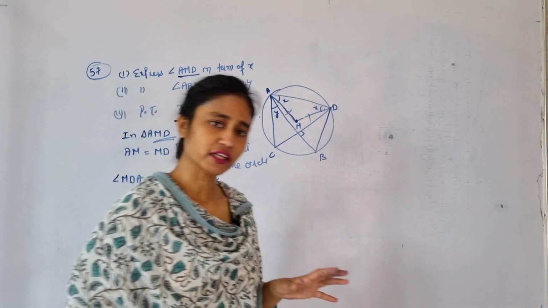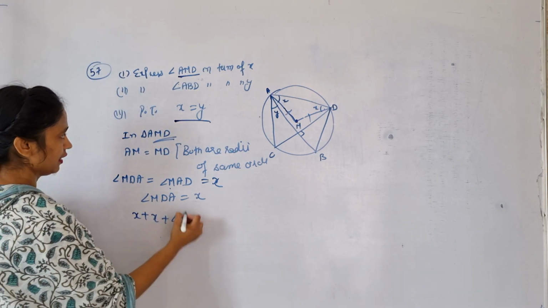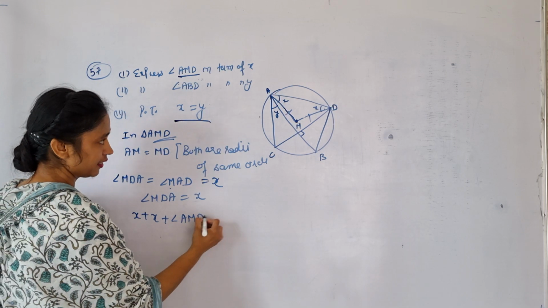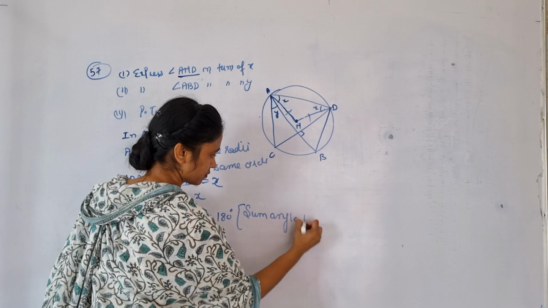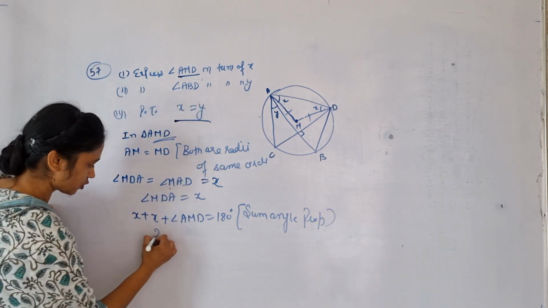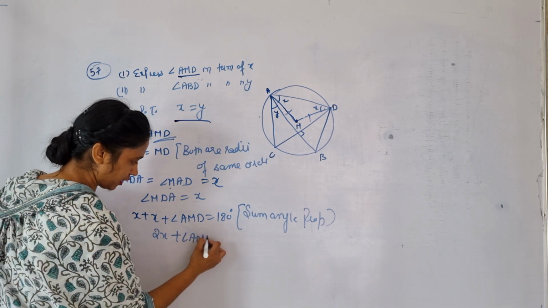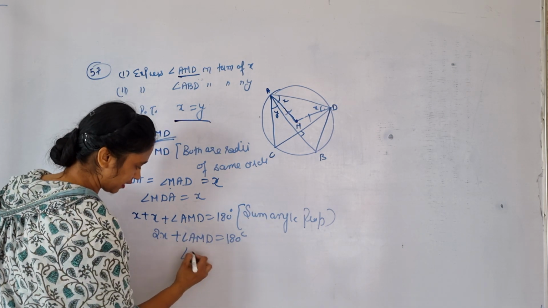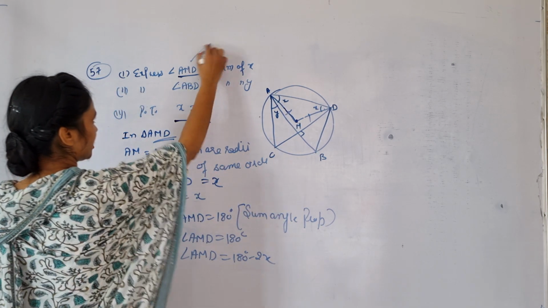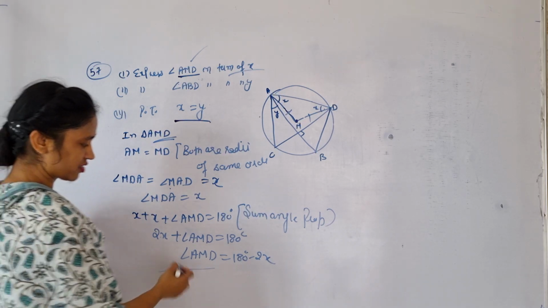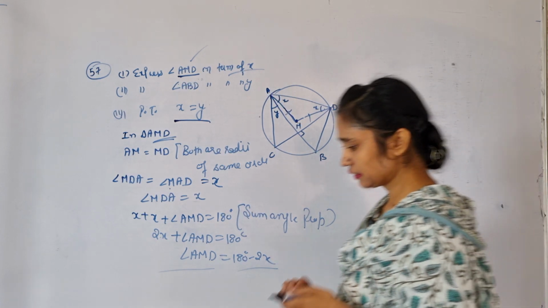Okay, sum of angles of a triangle is 180 degrees. So x plus x plus angle AMD is equal to 180 degrees, sum angle property. Means 2x plus angle AMD is equal to 180 degrees. This angle AMD is equal to 180 degrees minus 2x. First part is done. We have expressed AMD in terms of x. First part is done. See the second one.